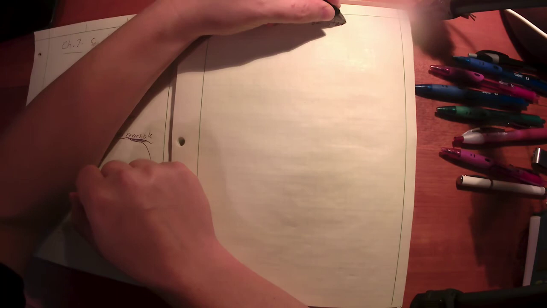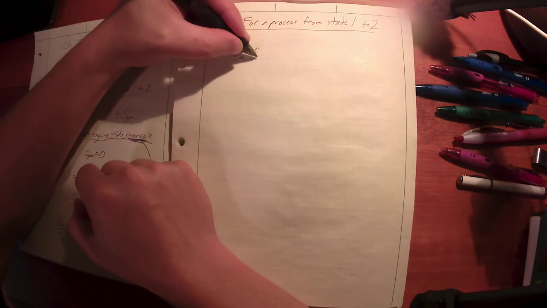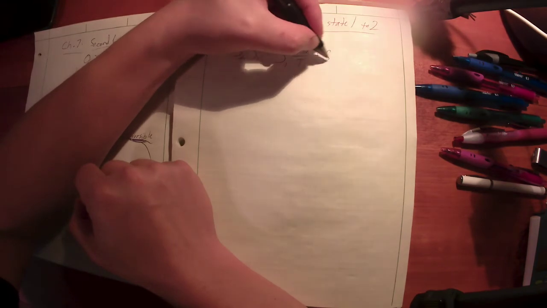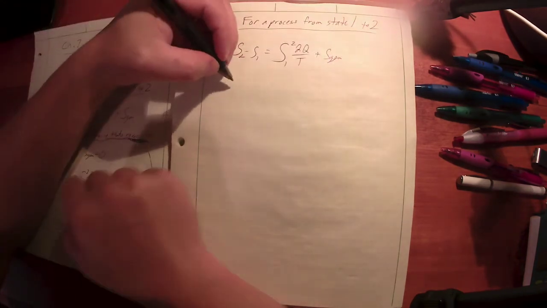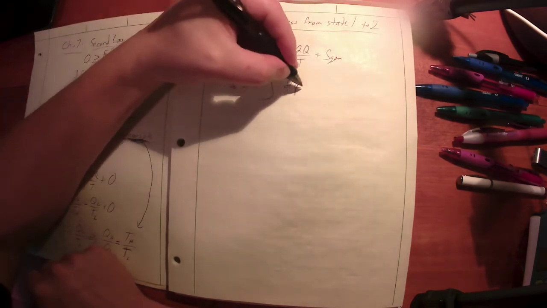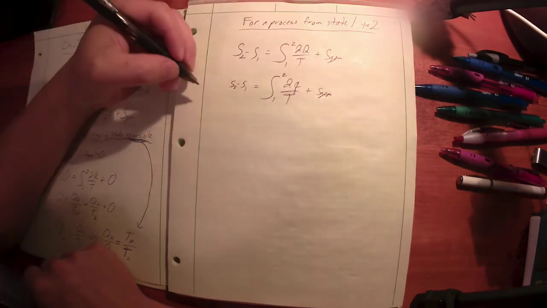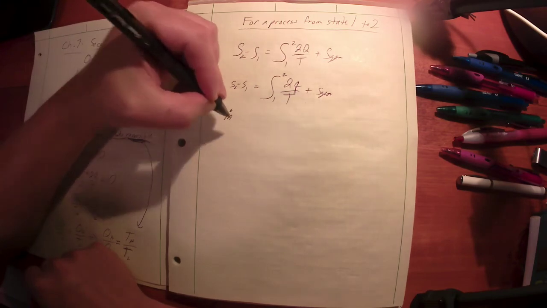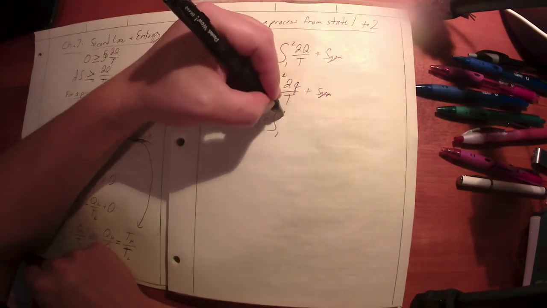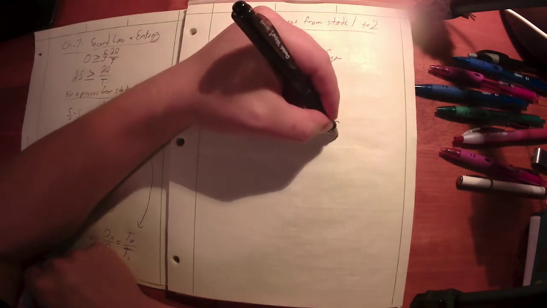from state 1 to 2, I'm just going to repeat what I had over there. That means big S2 minus big S1 is equal to the integral from 1 to 2 of d big Q over T plus big S gen. If you work per unit mass, that means little s2 minus little s1 is equal to the integral of d little q over T plus little s gen. All of those are per unit mass. And if I multiply everything by m dot, that's m dot times little s2 minus little s1 quantity is equal to the integral from 1 to 2 of d big Q dot over T plus big S gen dot.